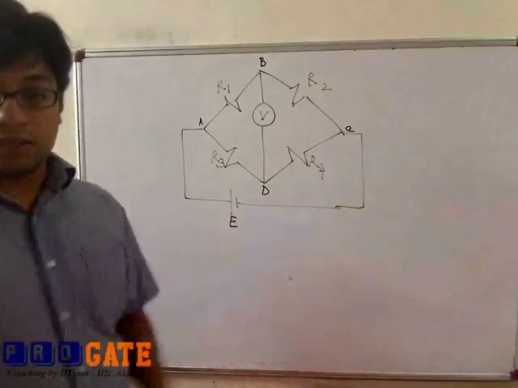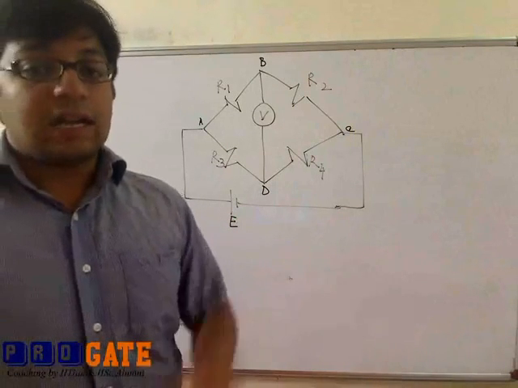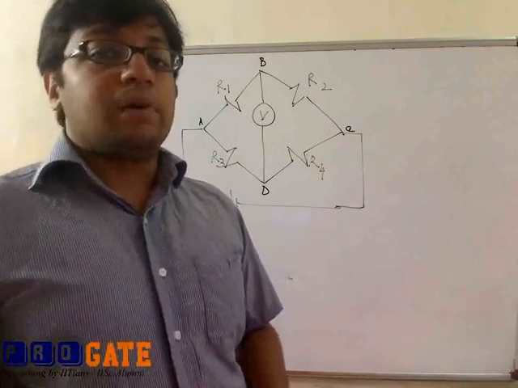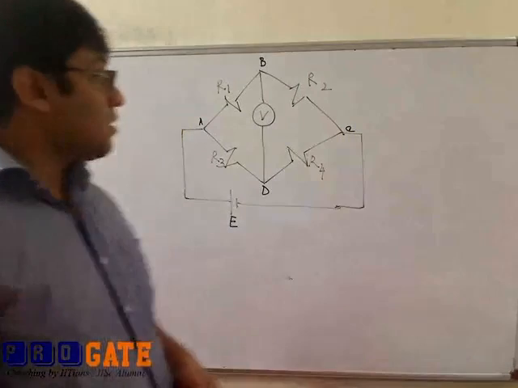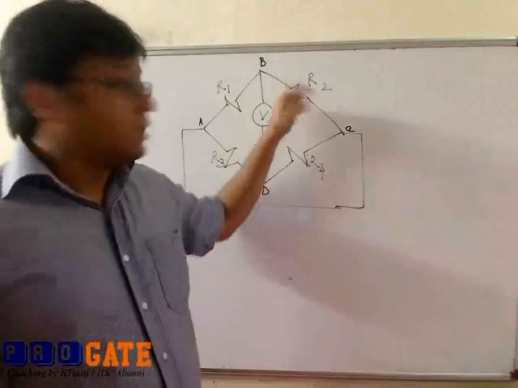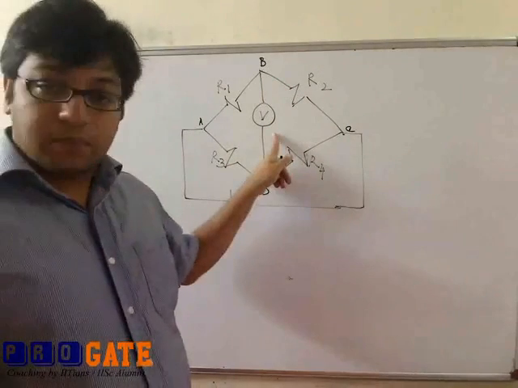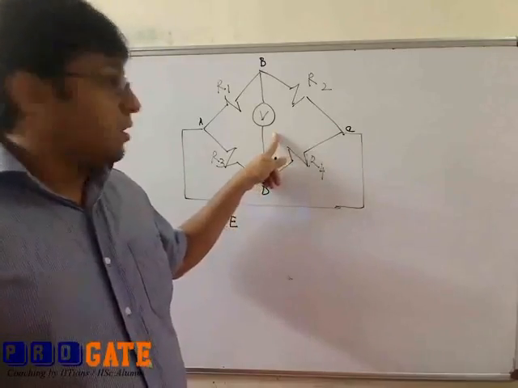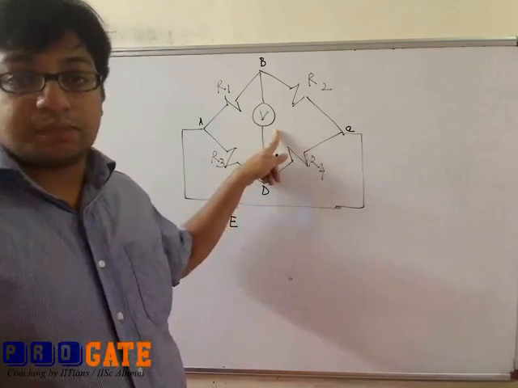So this is what the circuit looks like. Now we'll see how to go about analyzing this circuit. So I request you all to take your pen and paper and start working this along with me so that you understand this better. Over here in between the points B and D, we have a voltmeter connected. This voltmeter is meant to measure the output voltage that occurs because of bridge unbalance. So we'll see what bridge unbalance means.